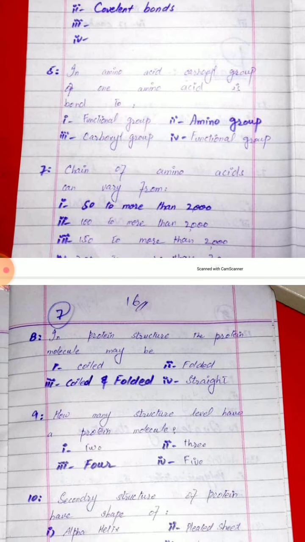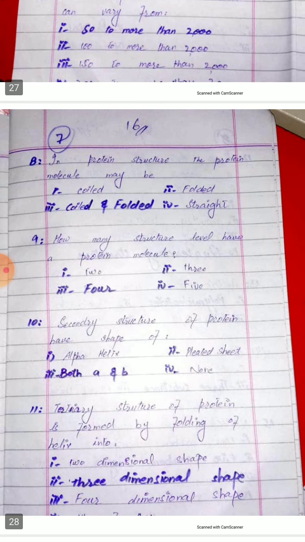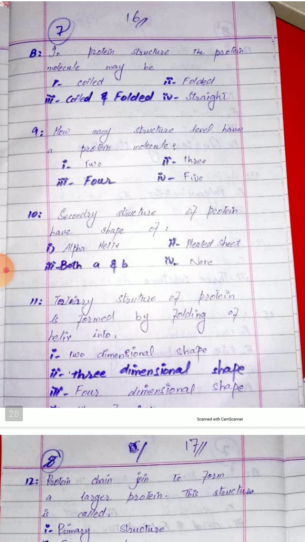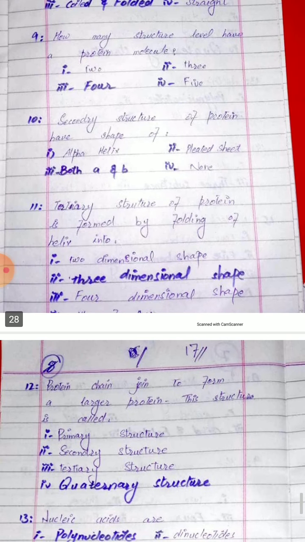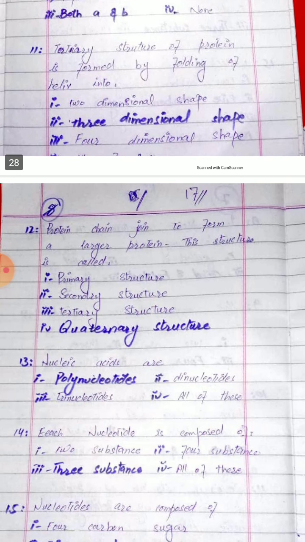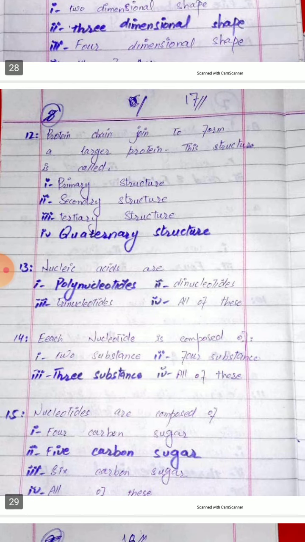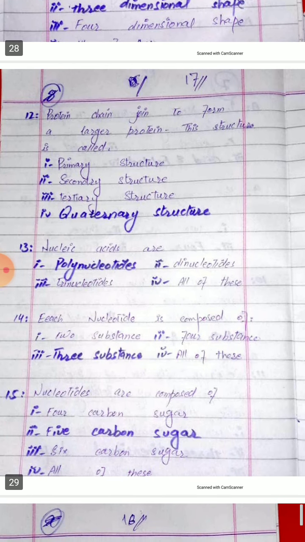In amino acids, the carboxylic group of one amino acid is bound to the amino group of another. A chain of amino acids can vary from 50 to more than 2000. In protein structure, the protein molecules may be coiled and folded. How many structural levels does a protein molecule have? Four. The secondary structure of proteins has the shape of an alpha helix and beta pleated sheet. The tertiary structure of protein is formed by folding of the helix into a three-dimensional shape. Proteins join to form a larger protein.